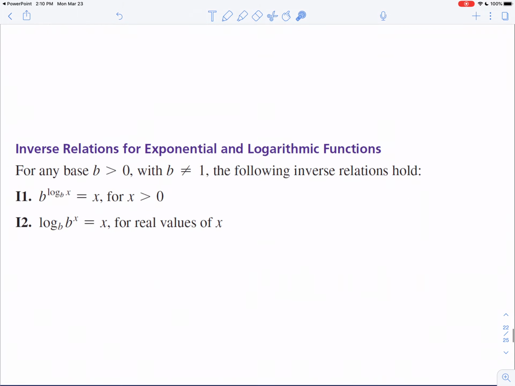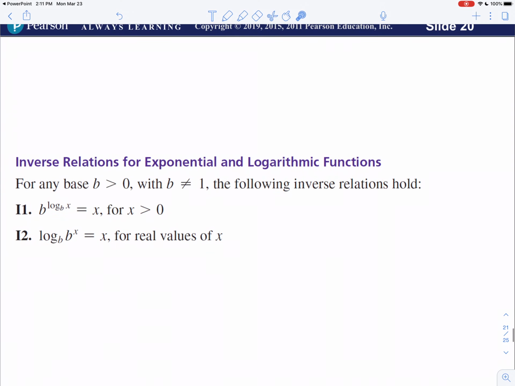I really want to get to an example. I don't think these slides really do examples. I'll just have to pull some.